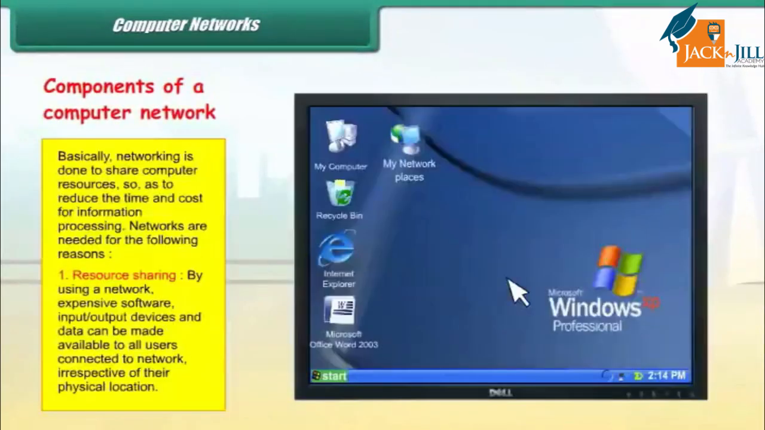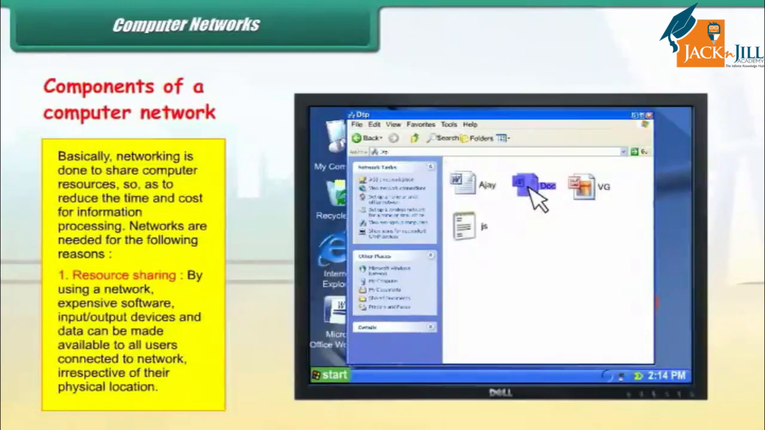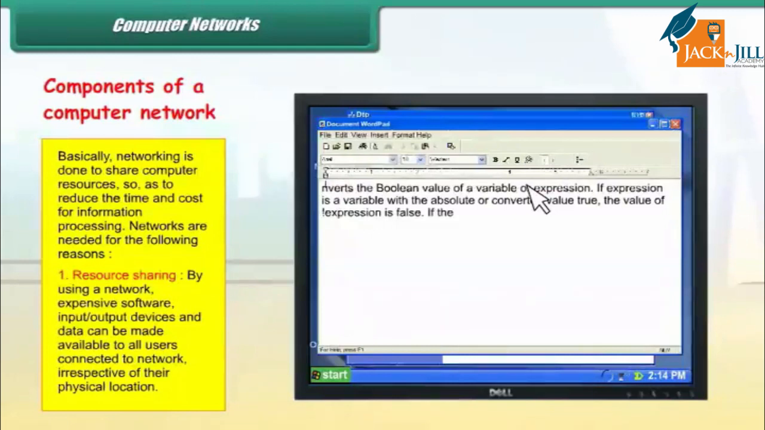Basically, networking is done to share computer resources so as to reduce the time and cost for information processing. Networks are needed for the following reasons. Resource sharing: by using a network, expensive software, input-output devices and data can be made available to all users connected to the network, irrespective of their physical location.